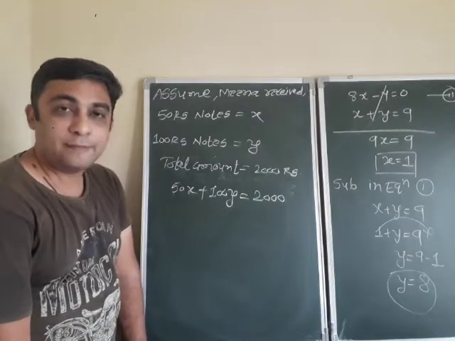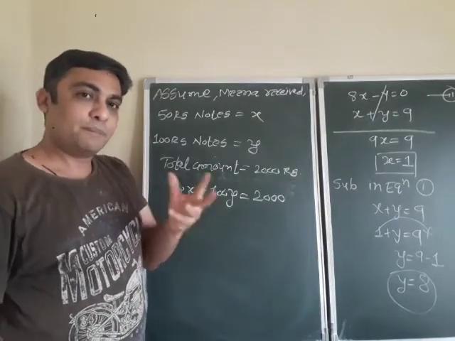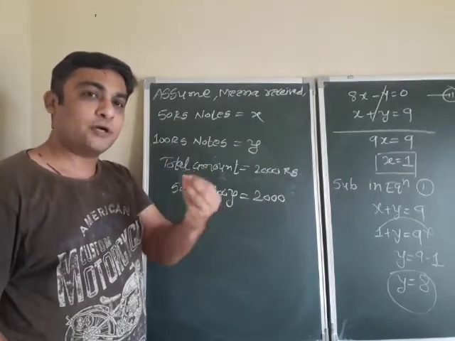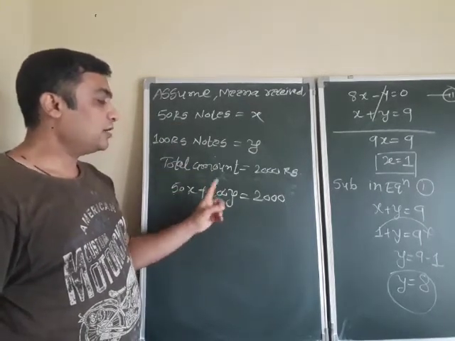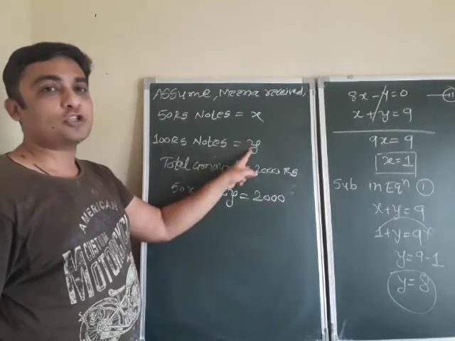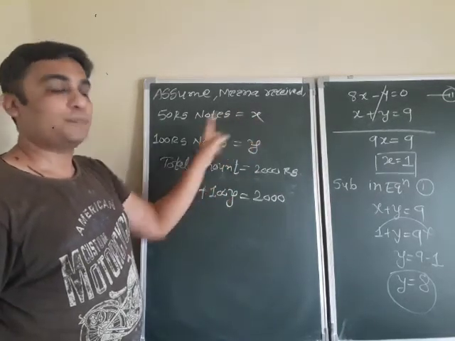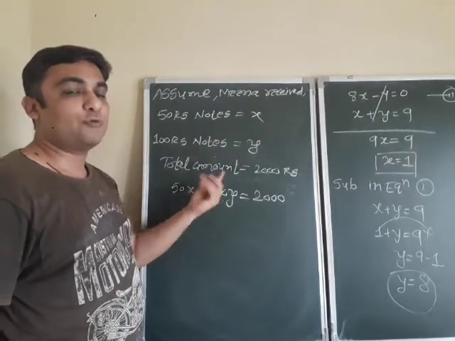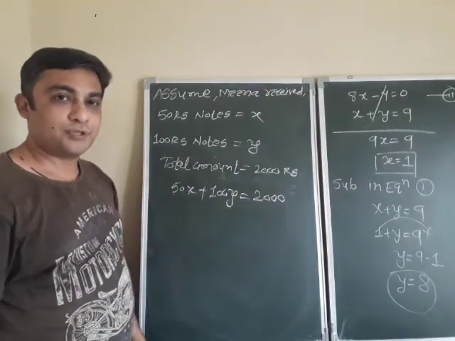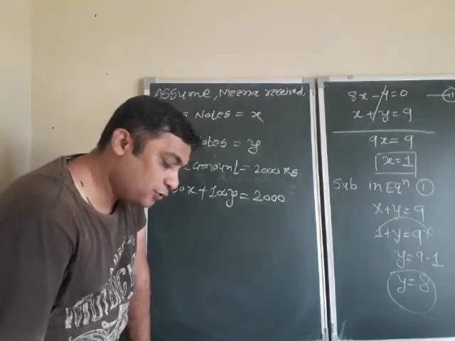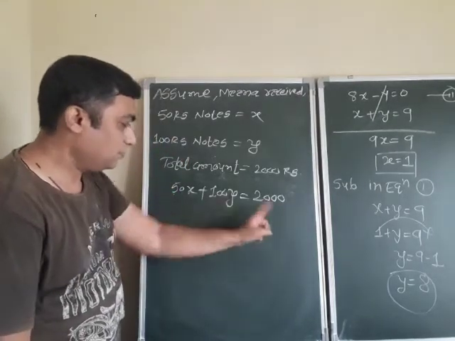Understood or not? If you have 5 notes of 50 rupees, the total amount is 50 into 5. If you have 4 notes of 100 rupees, the total amount is 100 into 4. So if you have y notes of 100 rupees, it is 100y, and if you have x notes of 50 rupees, it is 50x, and the total amount you withdraw is 2000 rupees. Clear? Okay. So see, Meena went to a bank to withdraw rupees 2000. First equation.